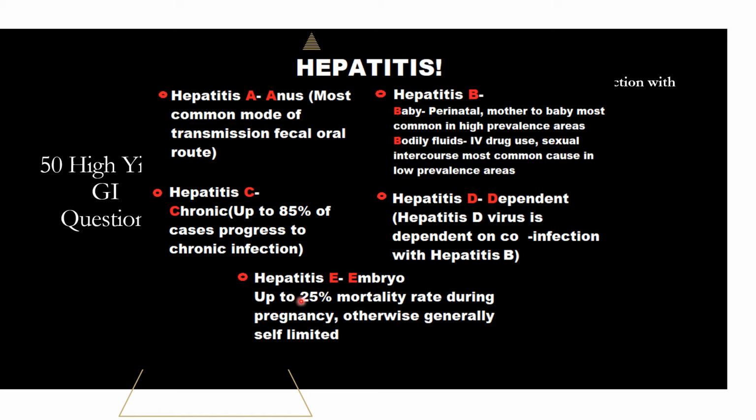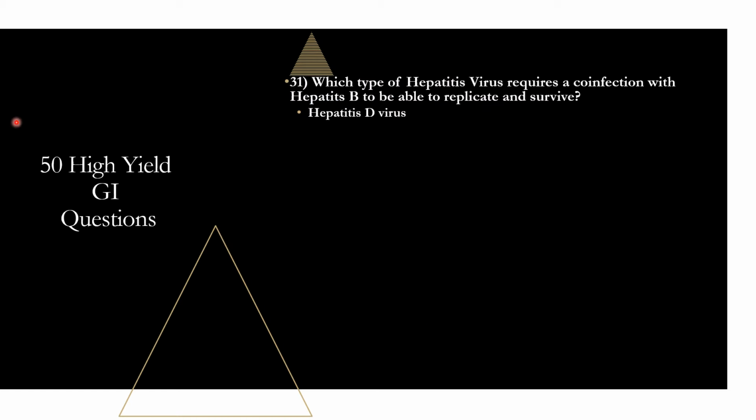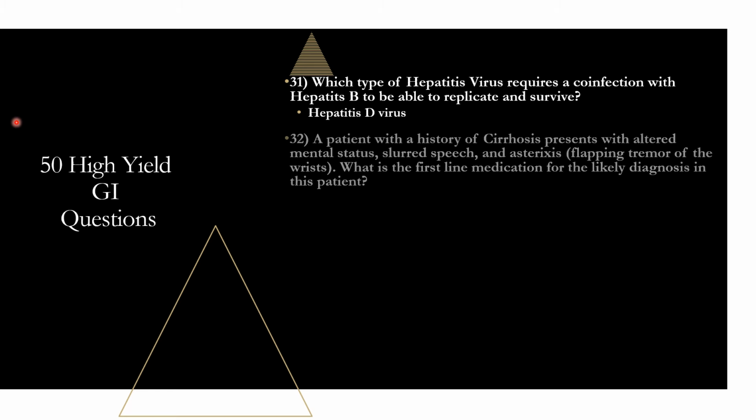This is what I already talked about, hepatitis E for embryo, 25% mortality rate during pregnancy, and then some of the other ones I have here. If you look at my hepatitis YouTube video, I went over all of this, but hepatitis C, chronic. So those are some other things that I remember for hepatitis to help me remember those.